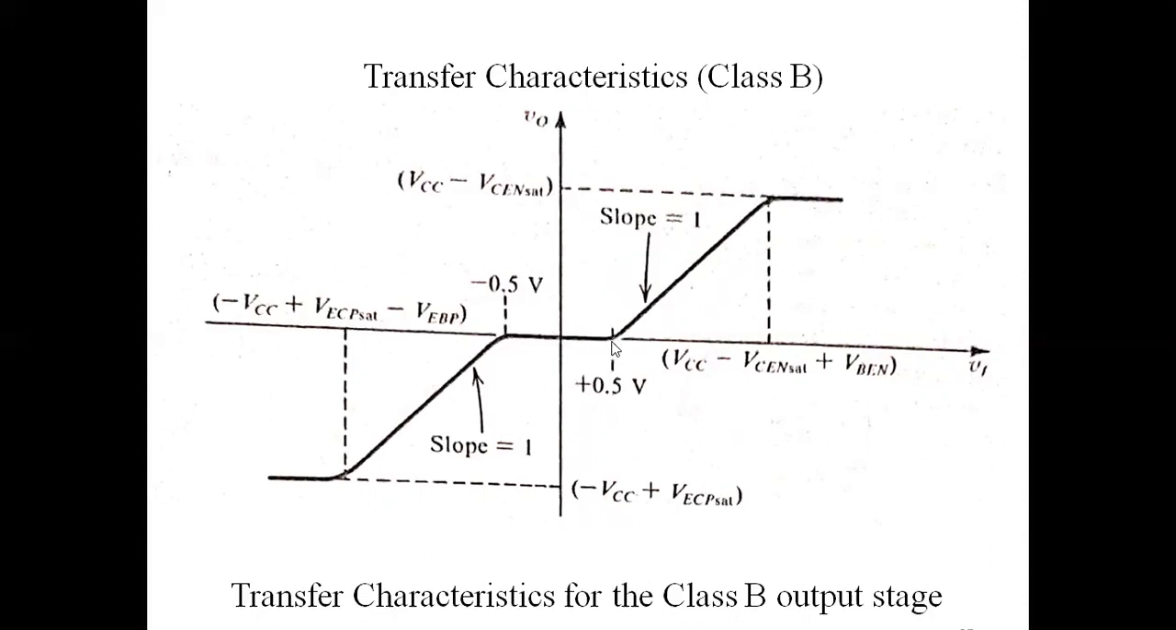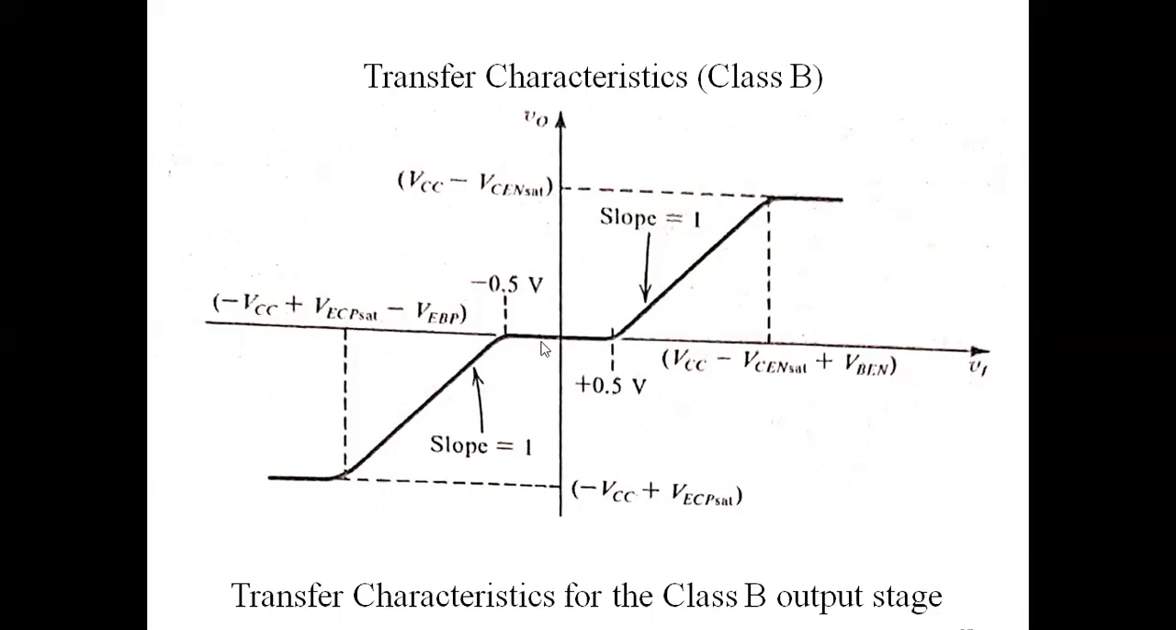This region is commonly known as the dead band. This dead band results in crossover distortion for the case of an input sine wave. The crossover distortion effect is more when the input is small, and this crossover distortion in an audio power amplifier gives rise to an unpleasant sound.